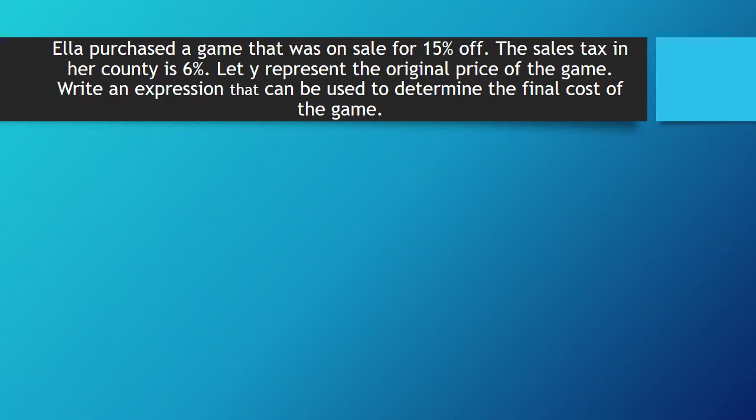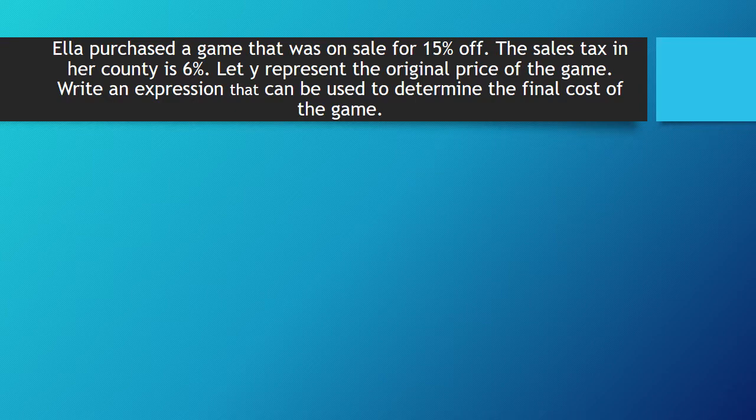Okay, this one's a little tricky, but we're going to go through it and see how it goes. This one is talking about Ella purchasing a game that's on sale. So let's see what happens. It says, Ella purchased a game that was on sale for 15% off. The sales tax in her county is 6%.